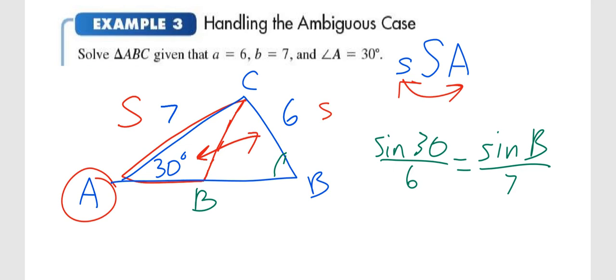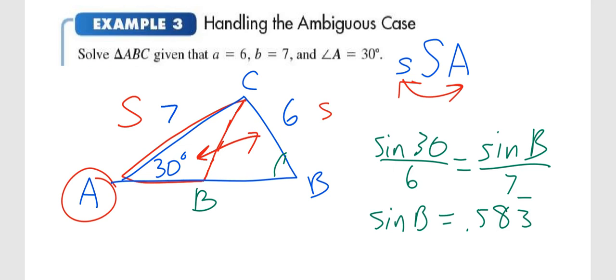Let's see here. 7 sine 30. We should know the sine of 30. Isn't the sine of 30 1/2? Divided by 6. So we got 0.583 for the sine of B. Okay, and then we sine inverse that.